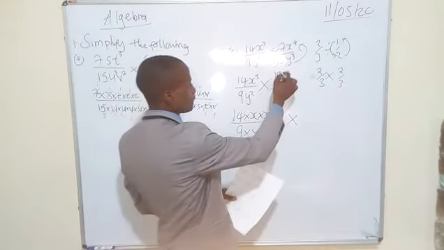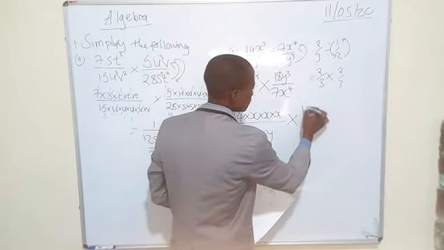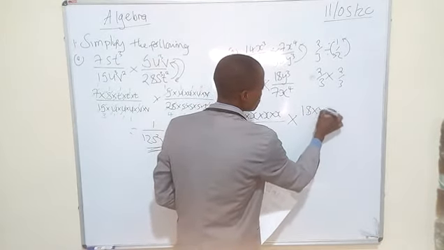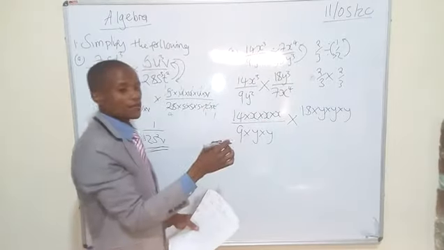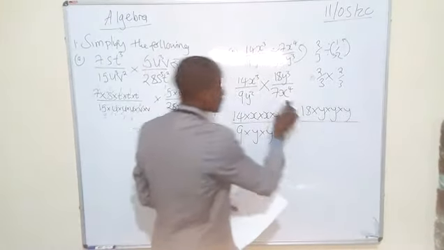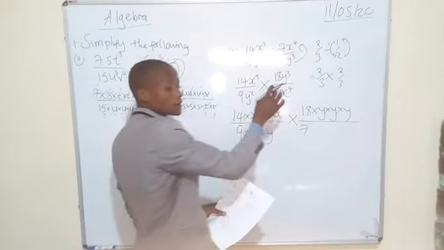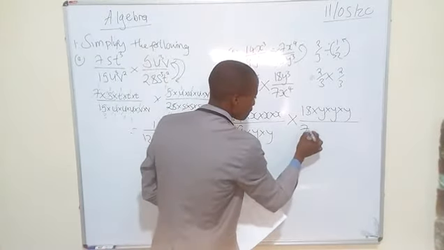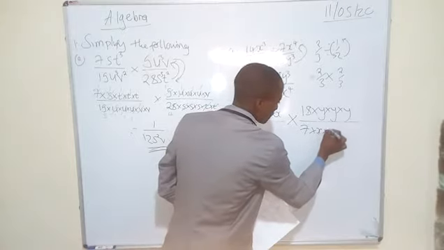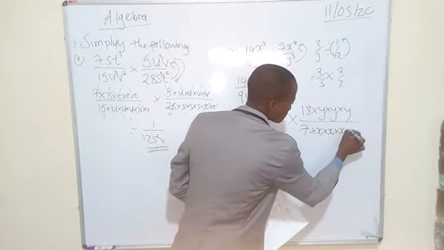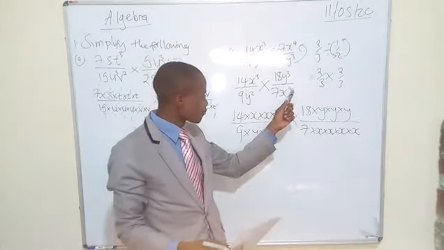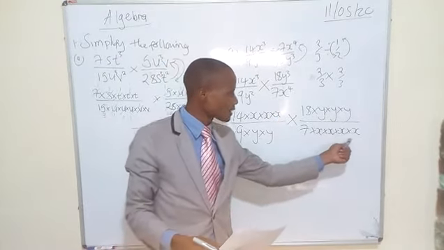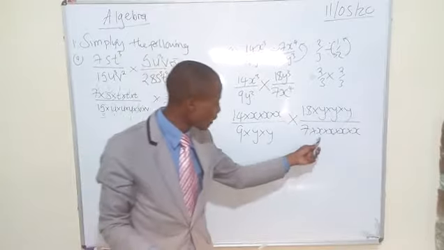We do the same thing here and expand. So we have 18 times y times y times y, with 3 y's there, over 7 times x times x times x times x. Make sure you count. This is to the power 4, so the x's there should be 4 as well: 1, 2, 3, 4.